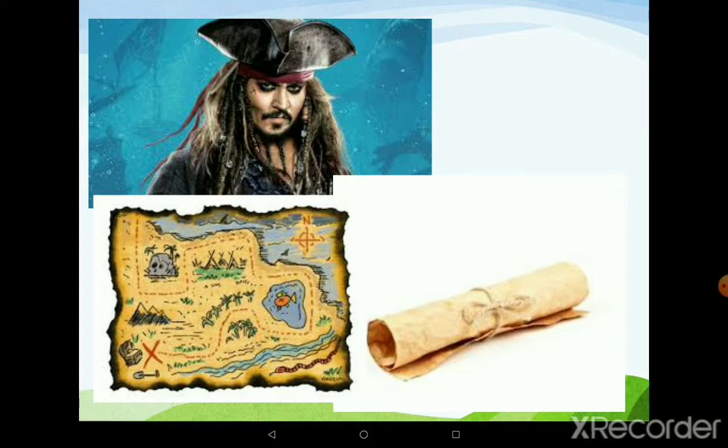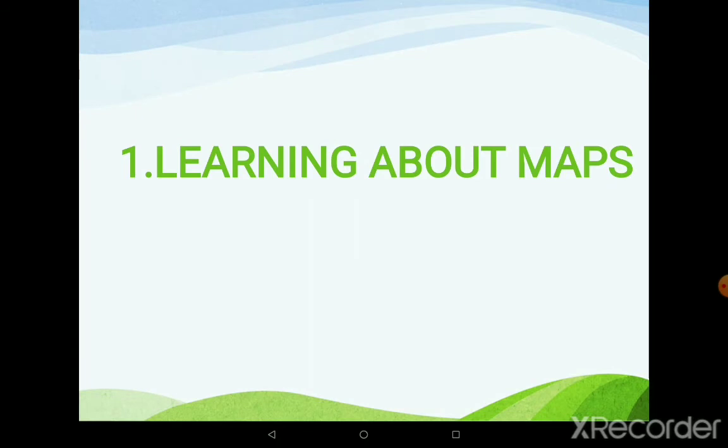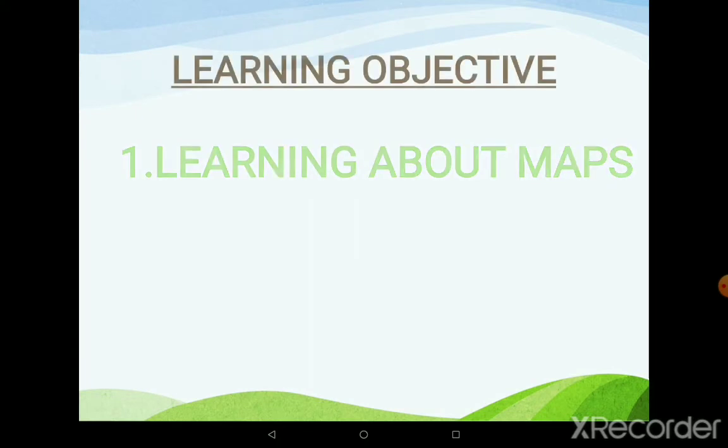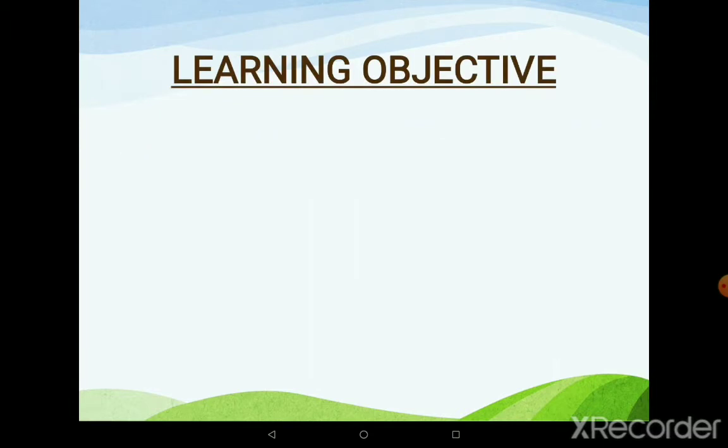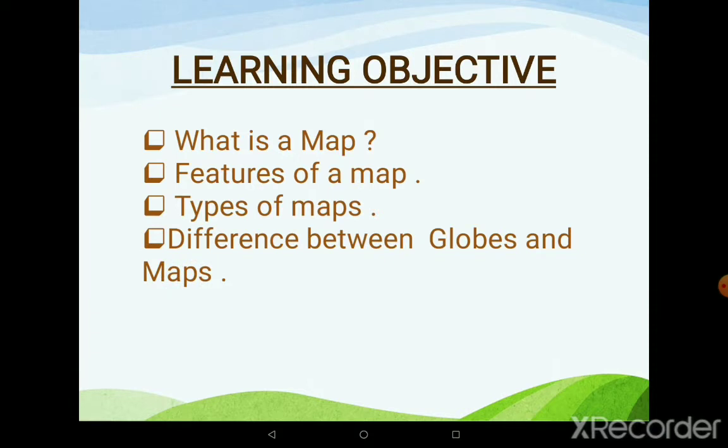So, let's quickly understand. Our lesson is called Learning about Maps. Today, in this lesson, we are going to learn what a map is, the features of a map, then different types of maps, and the difference between globes and maps.